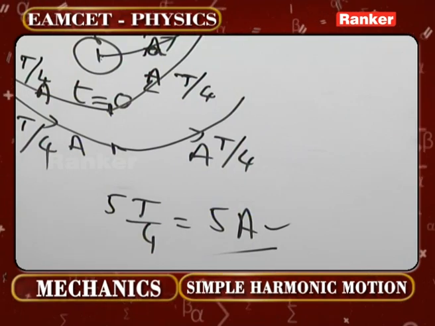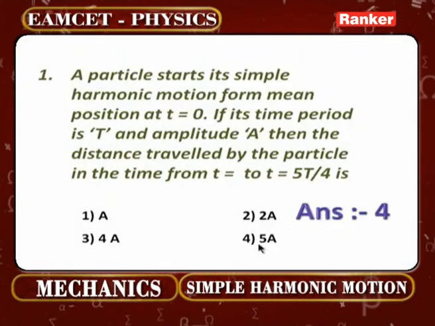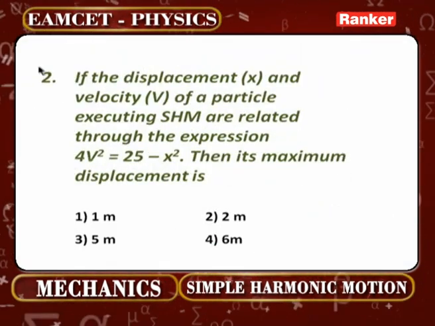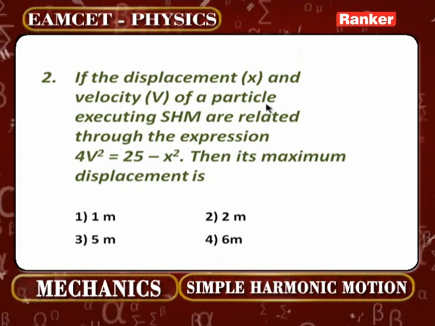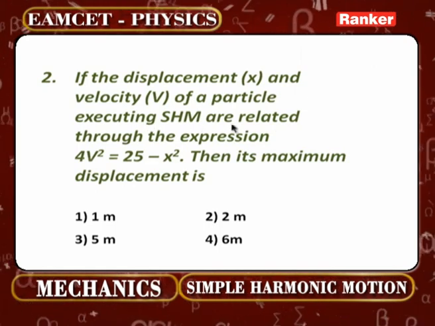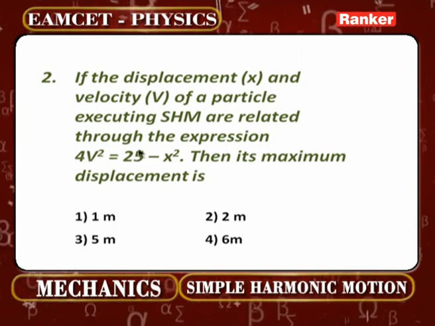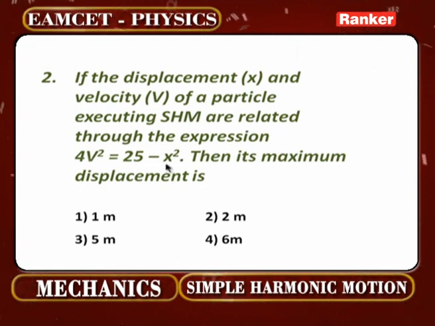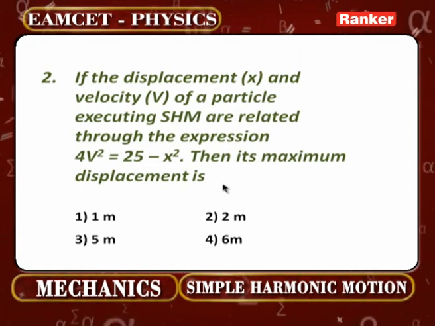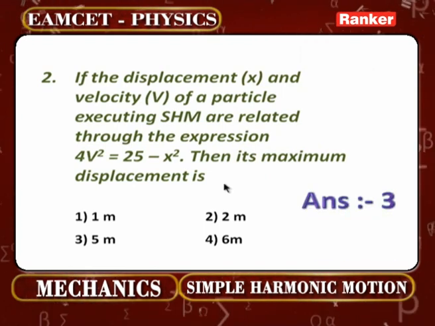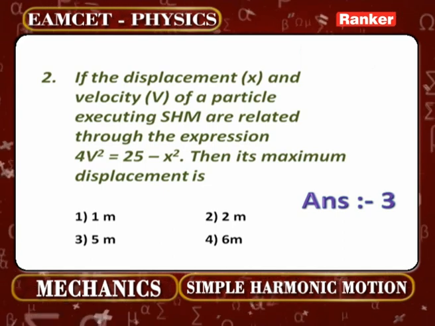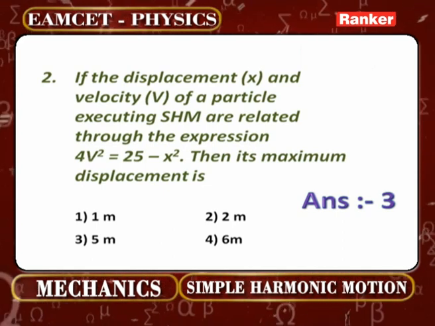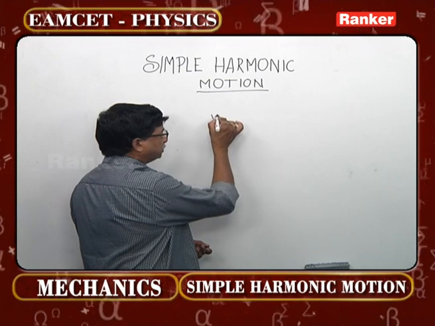That is the concept. Now come to the second problem please. If the displacement x and velocity v of a particle executing SHM are related through the expression 4v square is equal to 25 minus x square, then its maximum displacement is how much? In fact, by definition every one of you knows, maximum displacement itself is called amplitude. Just now I have reminded you before taking the problems.